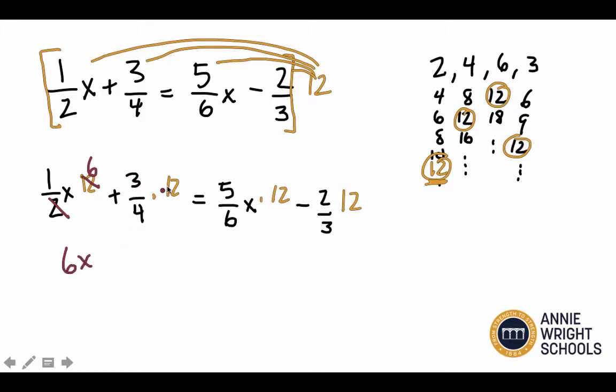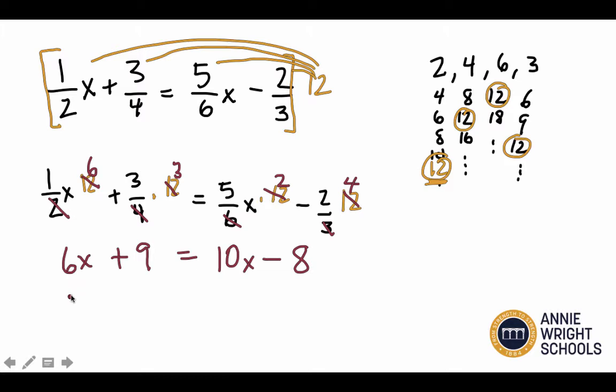3 divided by 4 times 12, well 4 goes into 12 3 times, and you get plus 9. Equals 6 goes into 12 twice, so you get 5 times 2, which is 10x, minus 3 goes into 12 4 times, and you're left with minus 8. Now this bottom equation has the exact same value of x that this top equation has. And doesn't this one in red look a lot easier to solve?